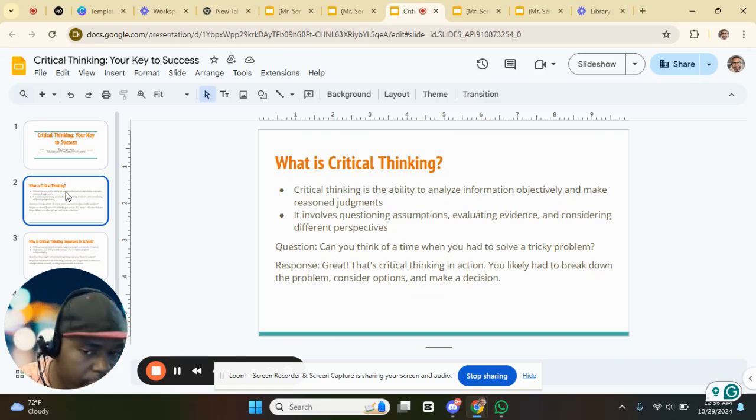I already talked a little bit about that. I say that critical thinking is the ability to analyze information objectively. Basically, you just have to come up with a question in order to solve a problem. That's why it says it involves questioning assumptions, evaluating evidence, and considering different perspectives. So the question here is, can you think of a time when you had to solve a tricky problem? I actually shared a quick example in the class of when I was your age.